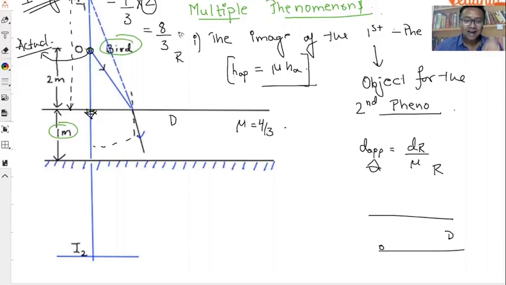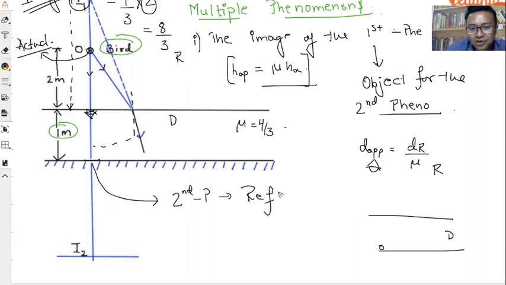Take it. Now students, this is my first image. Now this is going to behave as the object for my second phenomenon. Now what is my second phenomenon? Light is traveling here, so its image is out here. Now this is acting as an object for the second phenomenon, which is the reflection at the plane surface. So here the second phenomenon is reflection at plane surface.